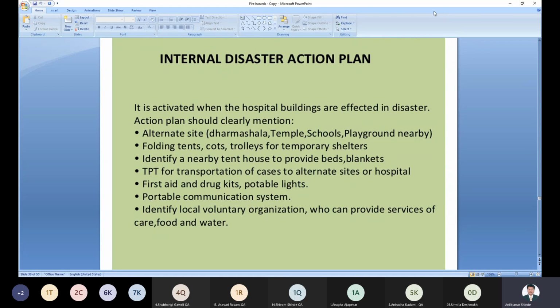Alternate sites: if there is a fire, those persons affected by the fire can be taken out immediately and arrangements made in a dharmashala, temple, school or playground. If there is a severe crisis, folding tents, cots, trolleys and temporary shelters are there. Then identify a nearby tent or house to provide beds and blankets. Transportation can easily transfer patients from one hospital to another. First aid kits, a drug kit, portable lights and a portable communication system are there. Identify the local voluntary organization, which can provide all types of care, food, water and other caring systems.